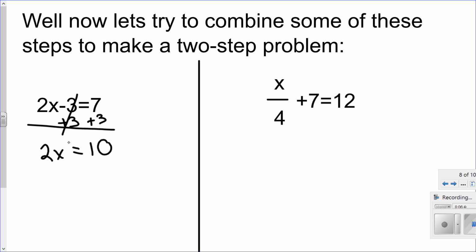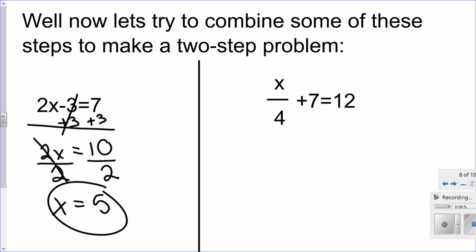Now I have x without any other terms on the left-hand side, but I have this coefficient. I have this 2 in front of the x. I need to get rid of that. So since it's 2 times x, to cancel that out, I need to divide by 2. I get x equals 5. Try this one on your own.